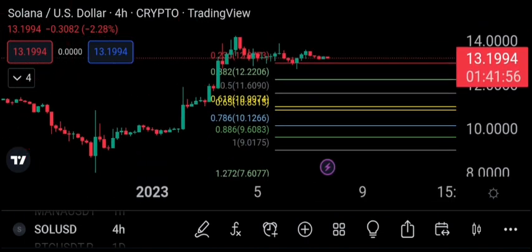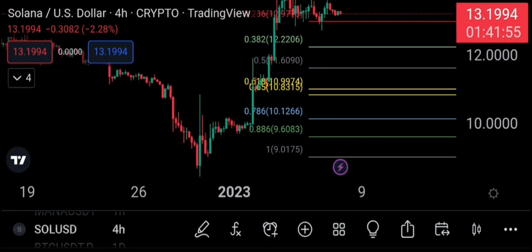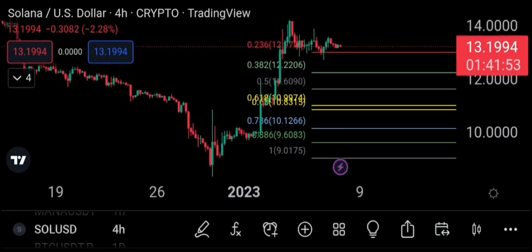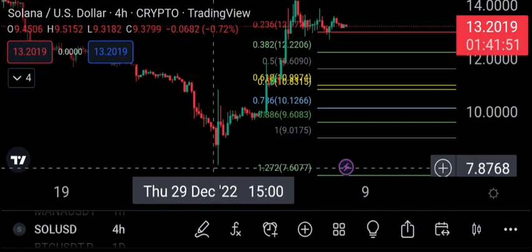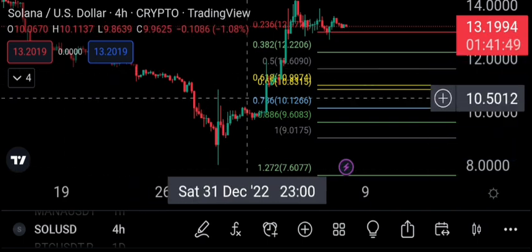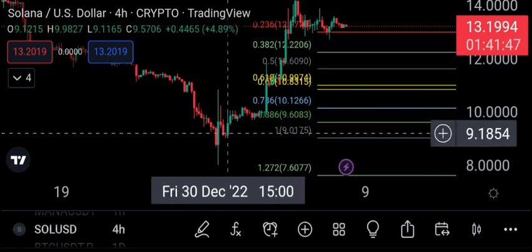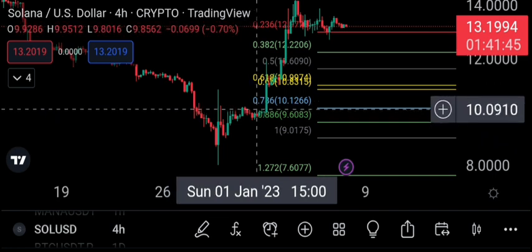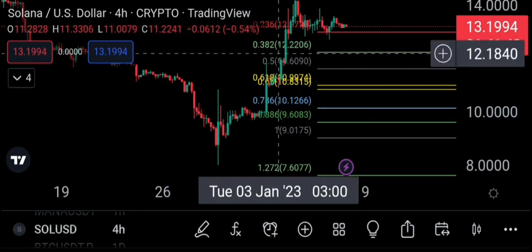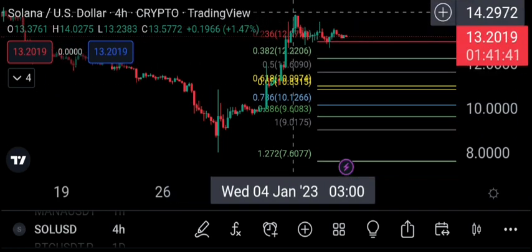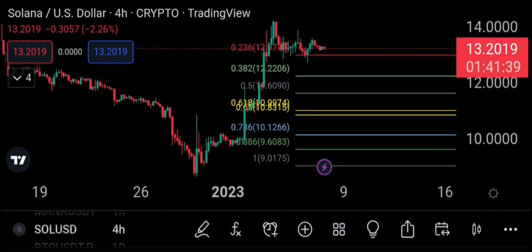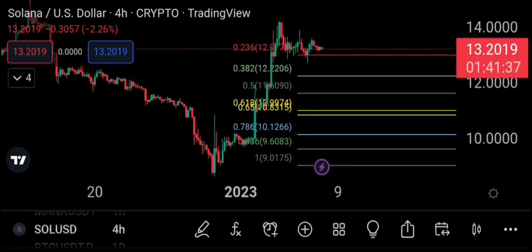This is an update on Solana. Solana has made a move up, and as you can see, we moved up impulsively. A possible wave 1, a retracement for wave 2 over here, and we went up in a 1, 2, 3, 4 and a 5 all the way up, and now we're in a possible macro wave 4.